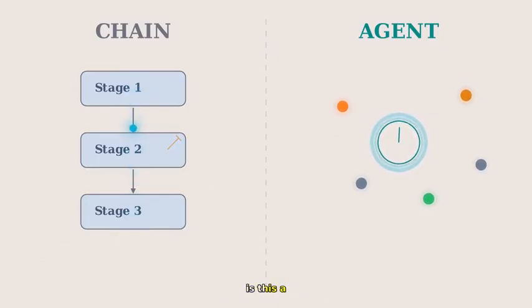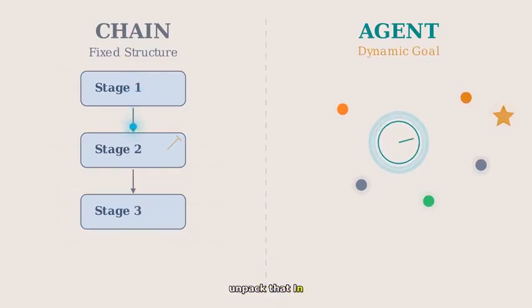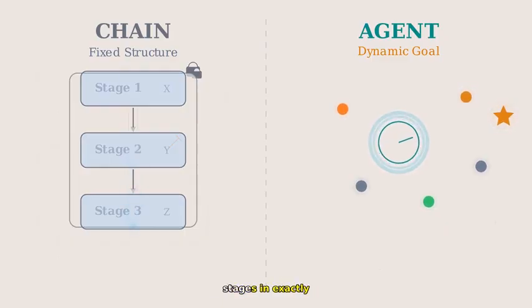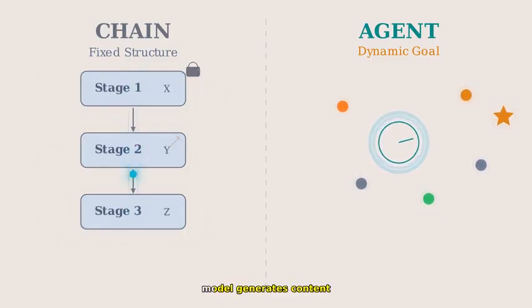The distinction is this: a chain follows a fixed structure. An agent follows a goal. Let me unpack that. In a prompt chain, the workflow is predetermined. You've decided in advance. Stage 1 does X, Stage 2 does Y, Stage 3 does Z. The structure of the pipeline is fixed at design time. When you run the chain, it executes exactly those stages in exactly that order. The model generates content at each stage, but it doesn't decide the structure. You decided it.